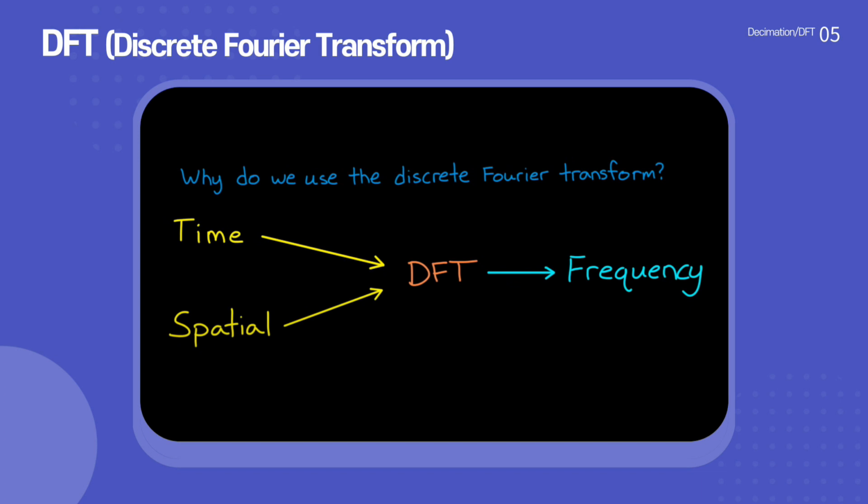First, the question is why are we using the discrete Fourier transform? DFT transforms the signal from the time domain or spatial domain, such as distance, to the frequency domain. One of the main reasons for making this transformation is because the features of the signal that we are interested in are not always clear in the time or spatial domain.